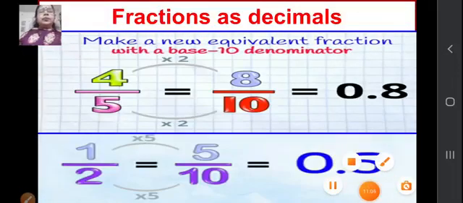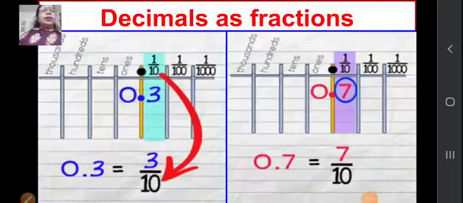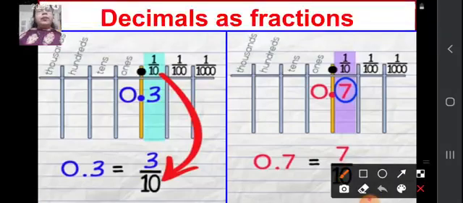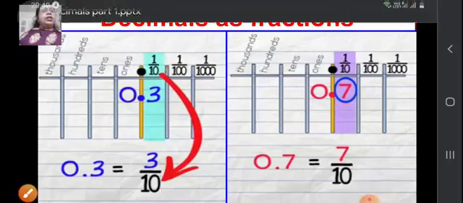Now, let us see how we write decimals as fractions. For example, we have 0.3 here. So, this is tenths place, isn't it? This is tenths place. So, it will be written as 3 upon 10. And if we have 0.7, again after the decimal to the right, the first number will be in tenths place. So, 0.7 is 7 upon 10.